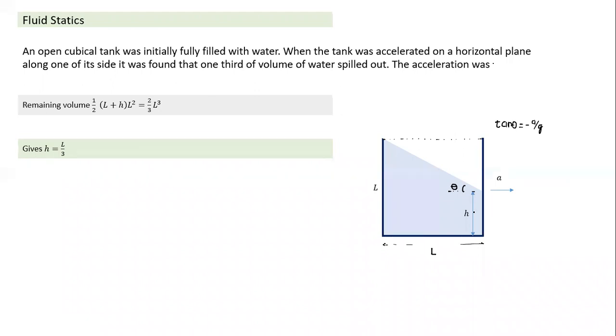So what is the value of h? Since 2/3 of the volume remains, it comes to L by 3. Once I have this value L by 3, corresponding to 2/3 of the volume still remaining in the container, I get the value of the slope. And once I get the slope, I get the value of acceleration. If this is L by 3, this height is 2L by 3. So with 2L by 3 divided by L, I get the slope, and the slope is equal to A by G. I get the value of acceleration at which 1/3 of the volume spills out.